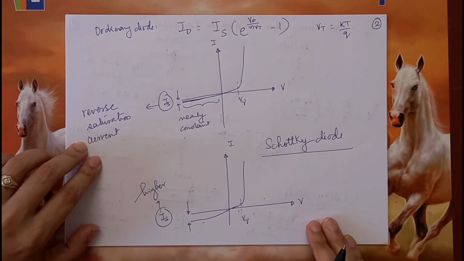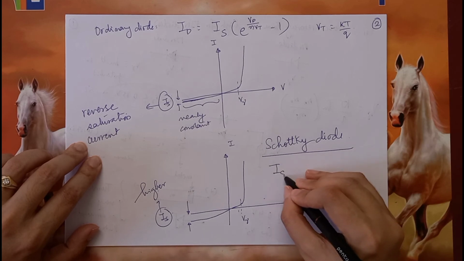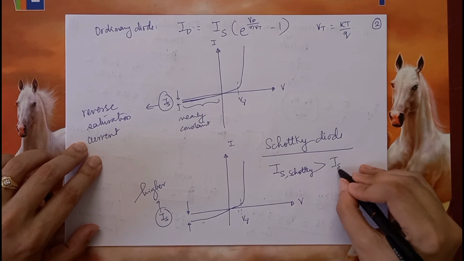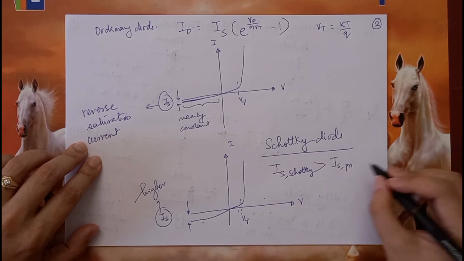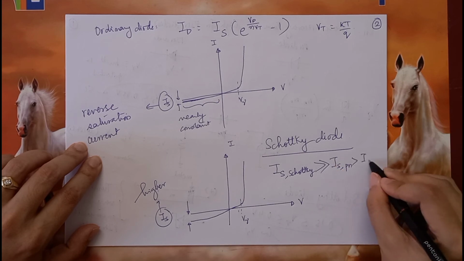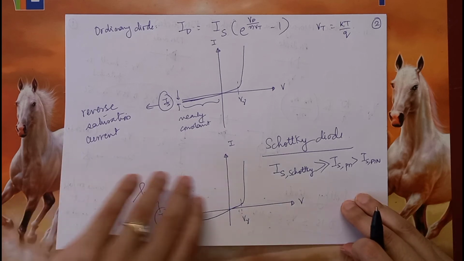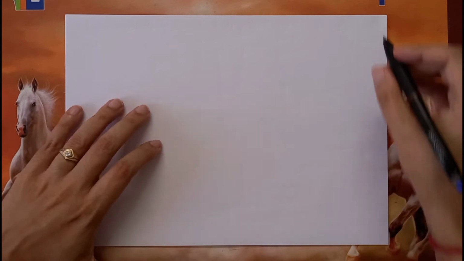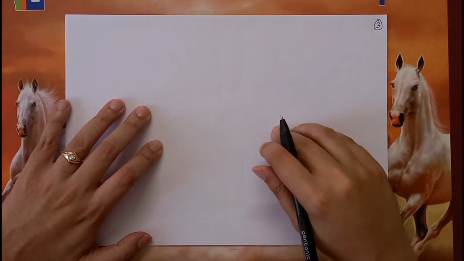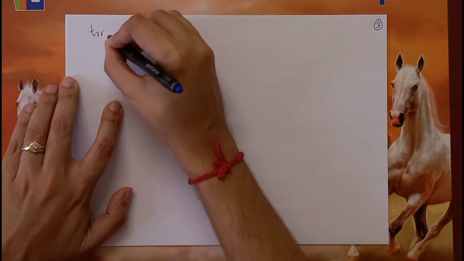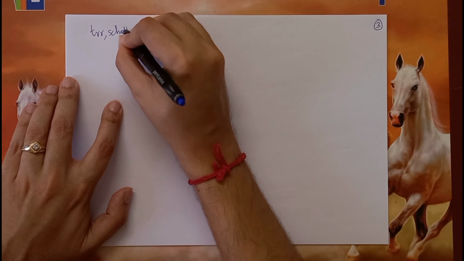This is the problem. So the reverse saturation current for Schottky is much more than that for a PN diode, and that is more than that of a PIN diode. Because here the depletion region plays a very important role in keeping the saturation current low. However, as we discussed, in terms of the reverse recovery time, the TRR for Schottky is the lowest.